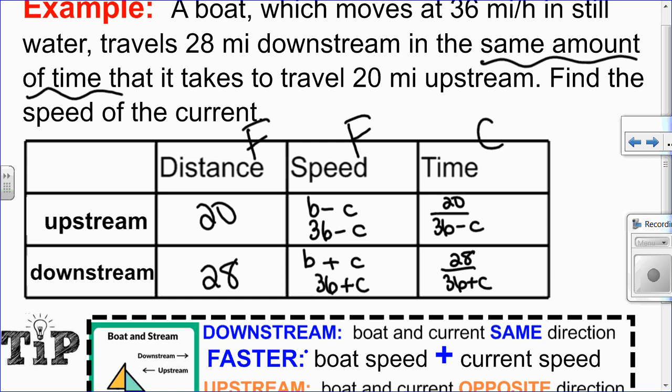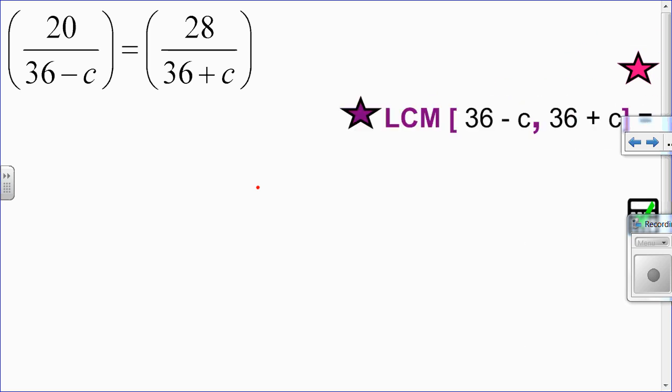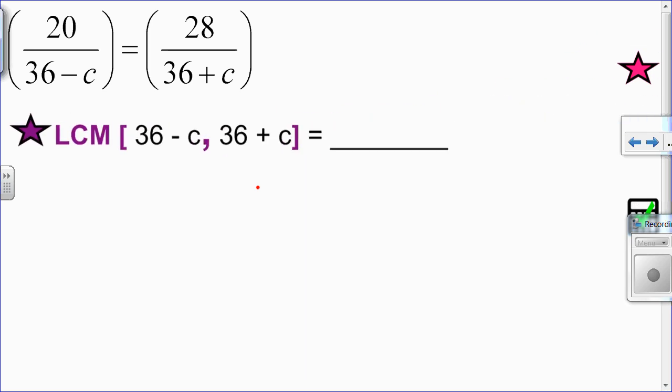My equation is going to be related to time. So you can see I've already underlined it. It's the same amount of time. So the time upstream will equal the time downstream. And that makes sense because the distance downstream is longer because I'm going faster. So let's go ahead and solve that. First of all, we'll state our lowest common multiple. So lowest common multiple, I will need one of each factor.